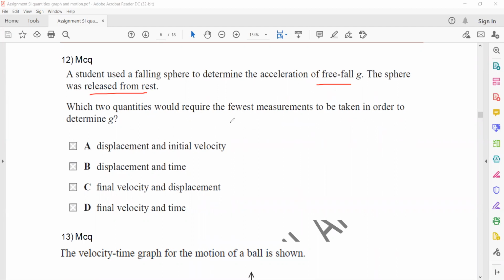G? So in order to determine the G, because initial velocity is 0, again we have this equation s equals ut plus half at square, where u is 0, so s equals 1 by 2 gt square. So we just have to determine the displacement or distance, and the time, and directly we can find the acceleration due to gravity or G. So we need displacement and time to determine the value of G.